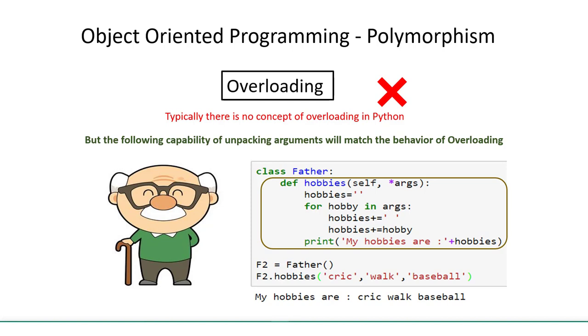So to brief it up, polymorphism is present in object-oriented programming of Python. It will definitely take two forms here as well, one being overriding and the other one being overloading. There is no typical concept of overloading very similar to other programming languages. Instead, the behavior we could have achieved with overloading is achievable with the help of unpacking arguments in Python.